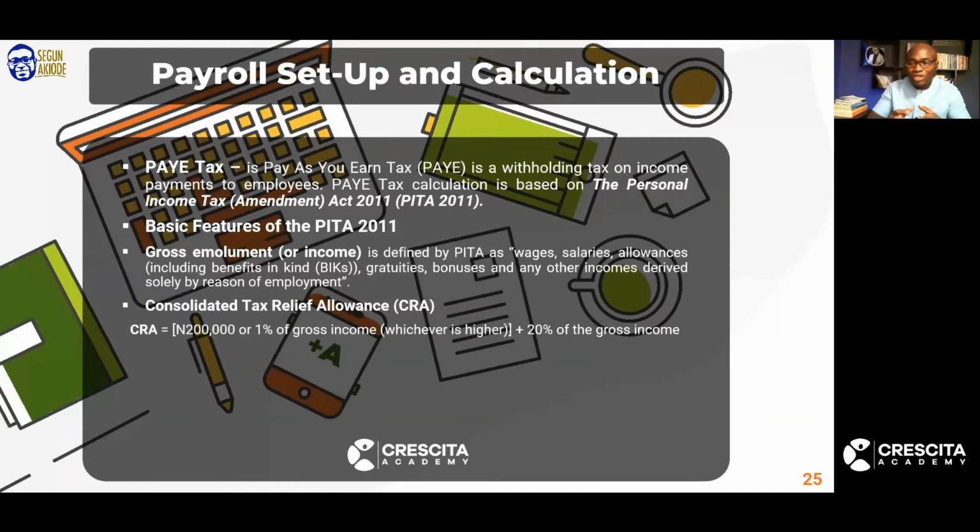Now, in a situation whereby the salary of the employee is lower than 20 million naira, it will always be 200,000. But immediately the employee's salary is more than 20 million, 1% of 21 million is already 210,000, which means in this scenario, rather than use 200,000, it will be 210,000. So that's why the 1% of gross is very critical, plus 20% of the gross income itself.